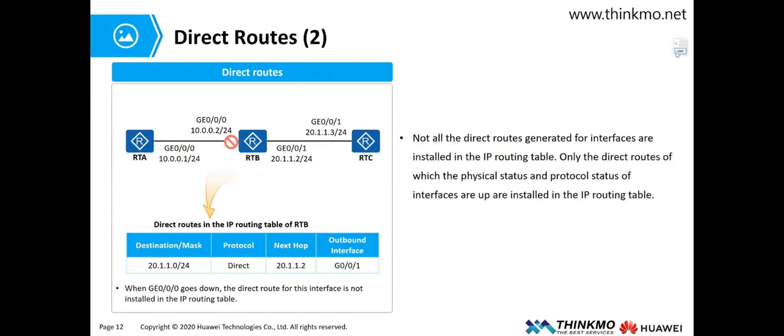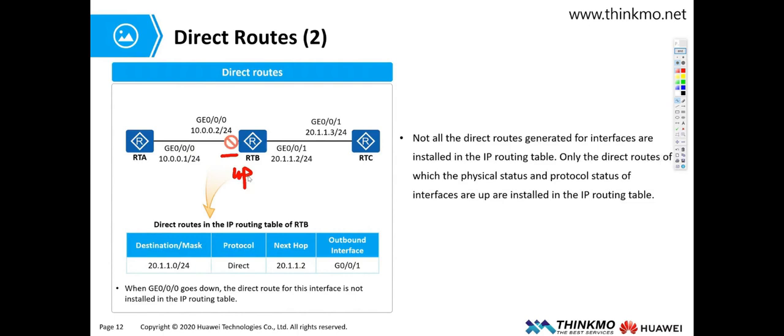So how is a direct route generated? Not all interfaces with configured IP addresses can generate direct routes. First of all, you need to pay attention that the IP address of your interface must be fully configured. And during this process, my own interface must be in an up state, meaning it is in a normal operational state. We cannot manually shut it down, nor can it be malfunctioning.